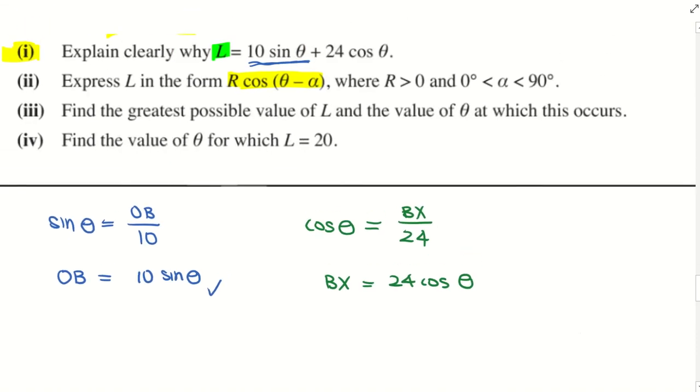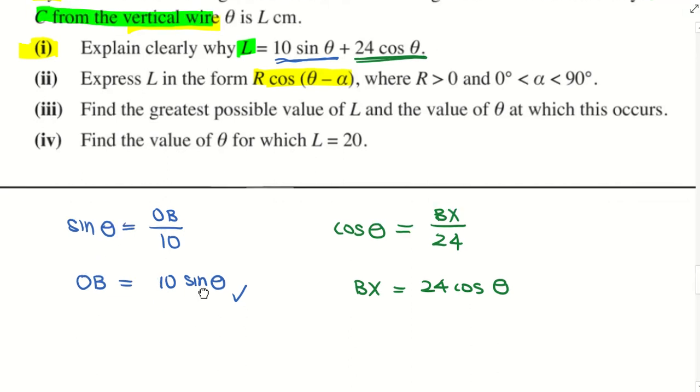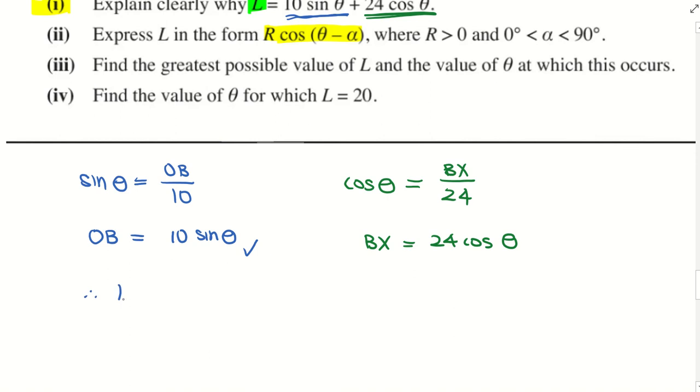Is this part of the answer? I see it here. Yes, we are almost there. Now we just need to write L in terms of theta. Write a final statement: L is OB plus BX, which gives me 10 sine theta plus 24 cosine theta.